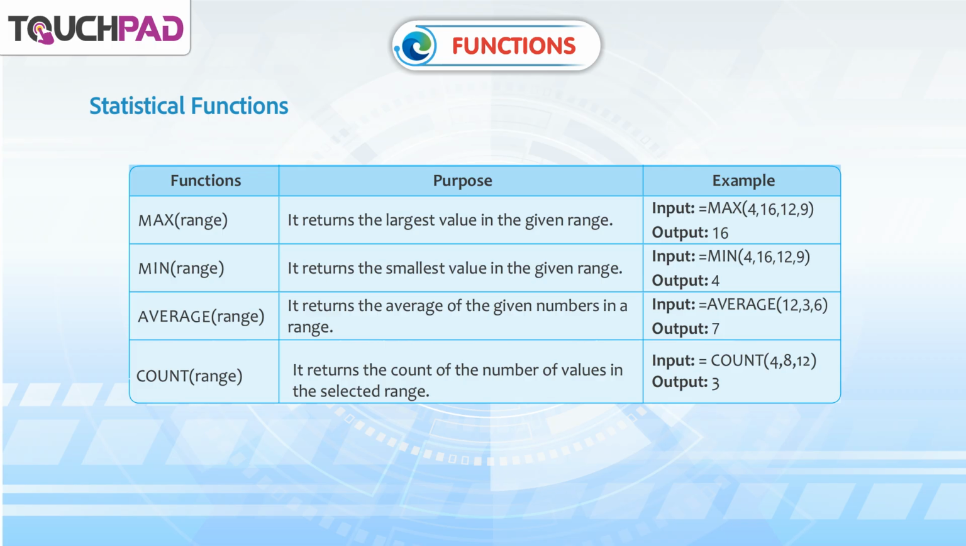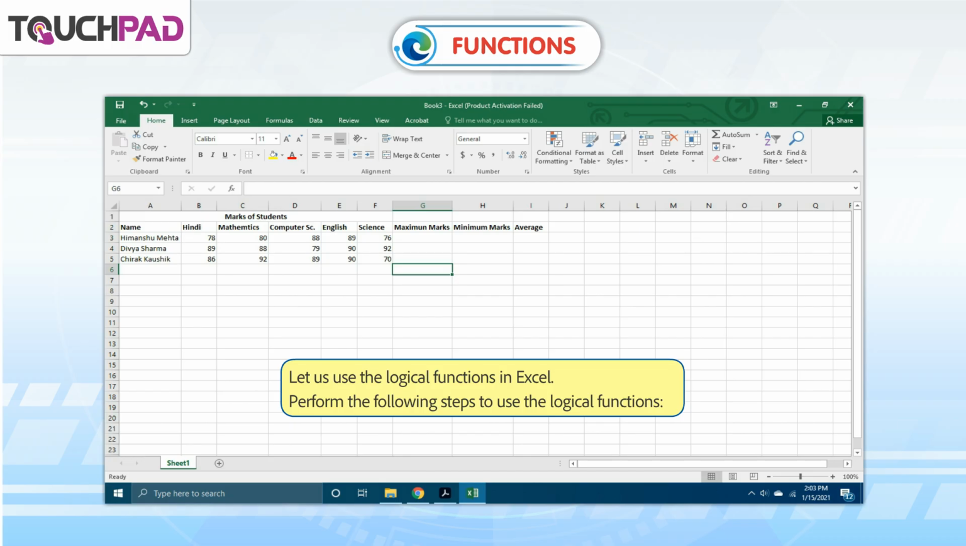Output: 4. AVERAGE(range). It returns the average of the given numbers in a range. Input: =AVERAGE(12, 3, 6). Output: 7. COUNT(range). It returns the count of the number of values in the selected range. Input: =COUNT(4, 8, 12). Output: 3. Let us use the logical functions in Excel.